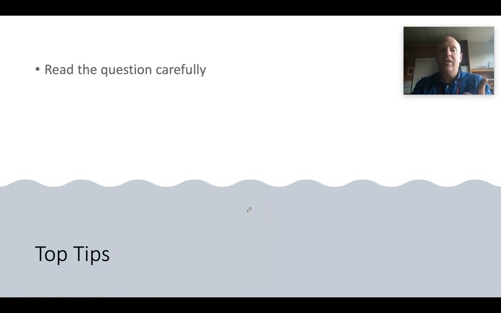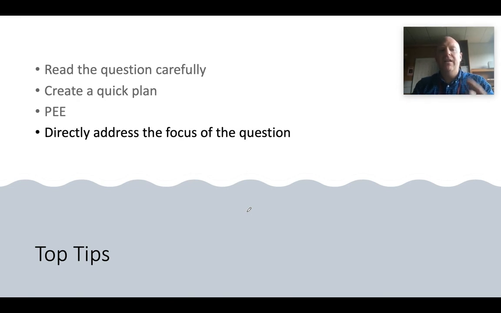So read the question carefully. What is the X? What is the Y? Create a quick plan. Okay, this is what I know about the X. This is what I know about the Y. Use the PE structure. Remember, it's 2 paragraphs for this one. And directly address the focus of the question.